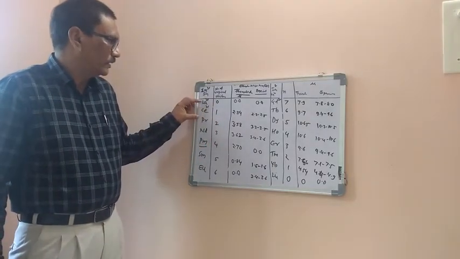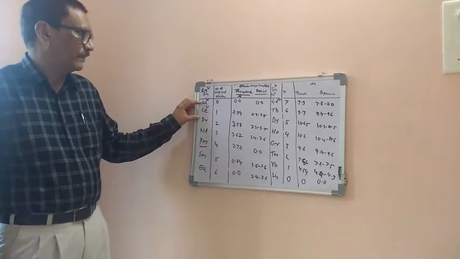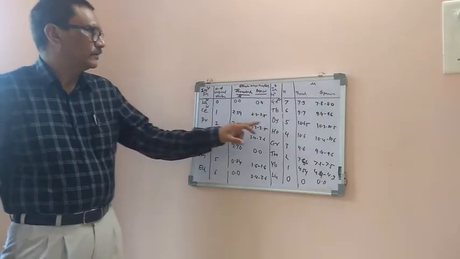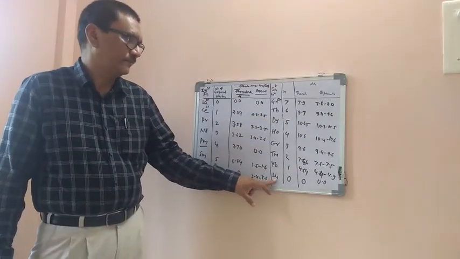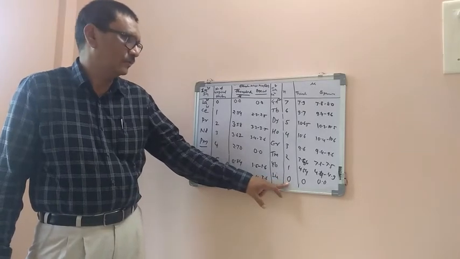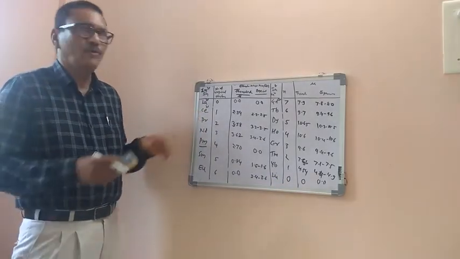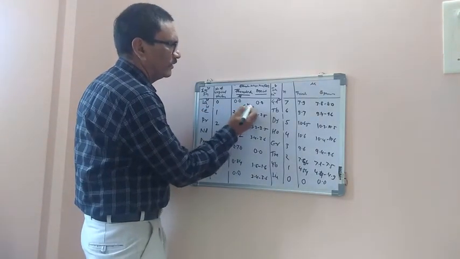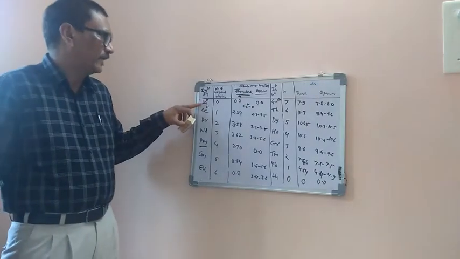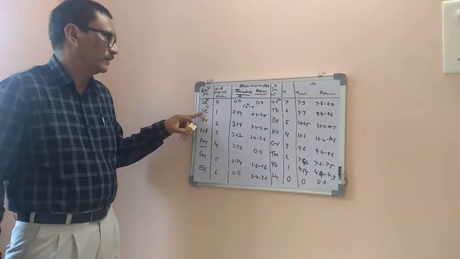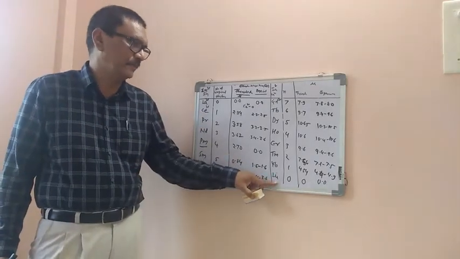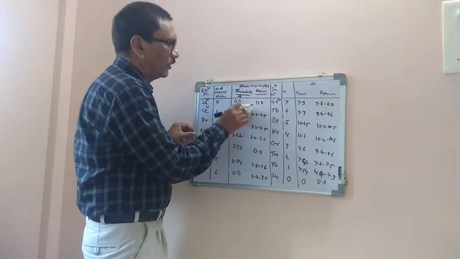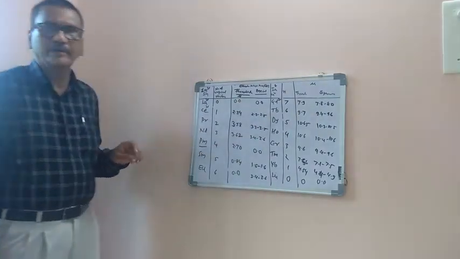For lanthanum 3+, it contains 0 unpaired electrons. Then we have lutetium, which has a value 0. If it is cerium 4+, the cerium 4+ will also have 0 unpaired electrons. So tripositive lanthanum, tetrapositive cerium, and tripositive lutetium are all diamagnetic, because all the electrons are paired or no unpaired electrons are there.